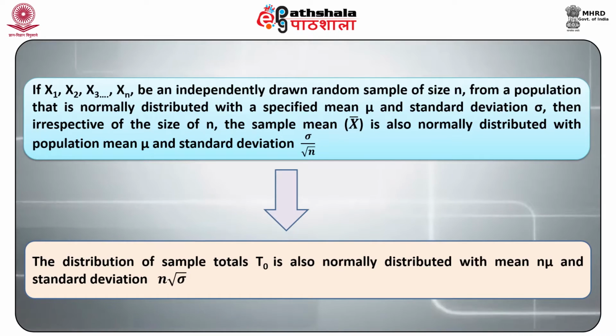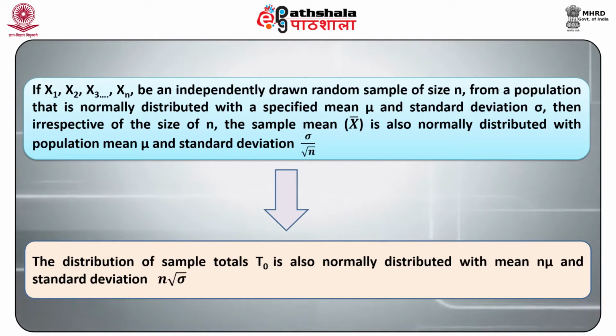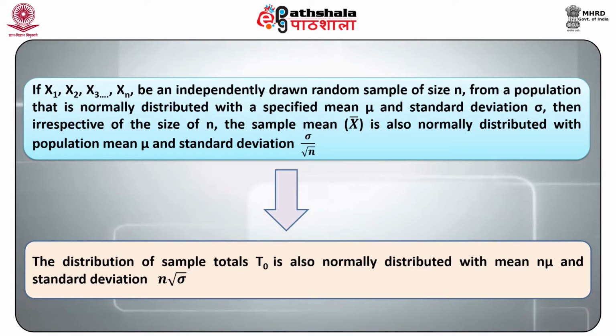An important property of sampling distribution of the sample mean and sample totals is that if X1, X2, X3 up to Xn be an independently drawn random sample of size n from a population that is normally distributed with a specified mean mu and standard deviation sigma, then irrespective of the size of n, the sample mean X bar is also normally distributed with population mean mu and standard deviation sigma upon square root n. This means the sampling distribution of sample mean is centered at the population mean. However, it is less spread out than the population distribution.